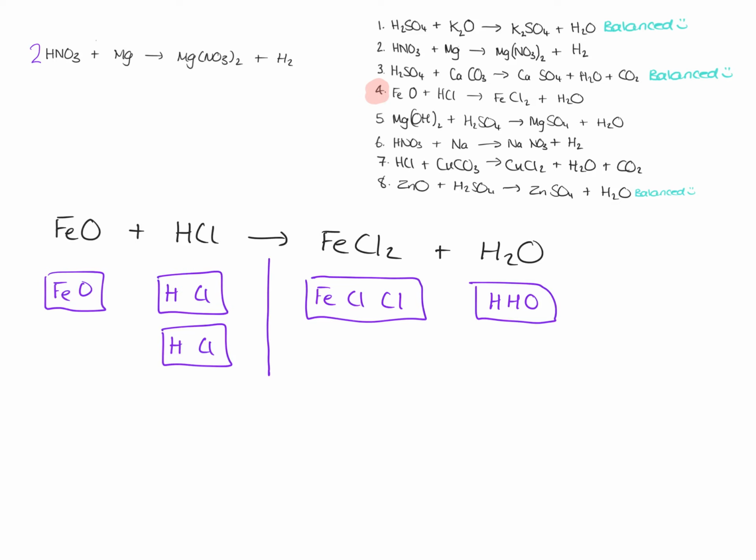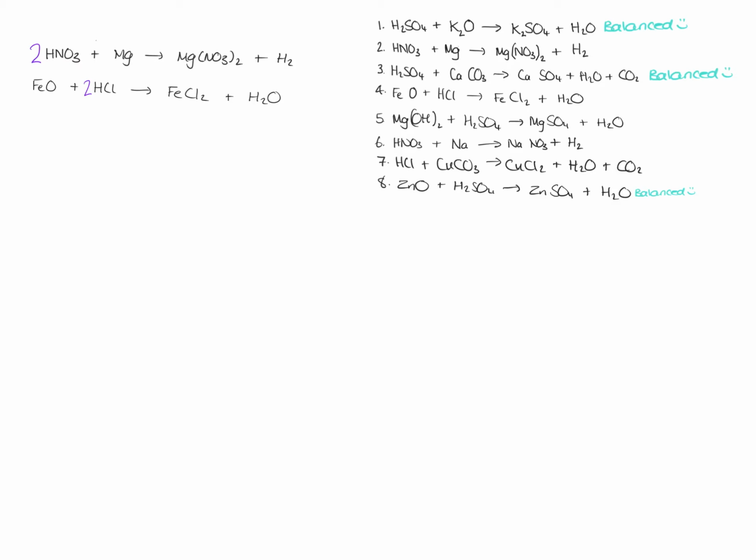Okay, so to complete our balanced symbol equation, we go through each species within the reaction and decide how many times we've had to draw that box. So how many lots of iron oxide have we got? Just the 1, so we leave it alone. Hydrochloric acid, we've got 2 lots of that, so we need a big 2. Iron chloride, we've only got 1, and water, we've only got 1. So that is the final equation. So FeO plus 2HCl makes FeCl2 plus H2O.